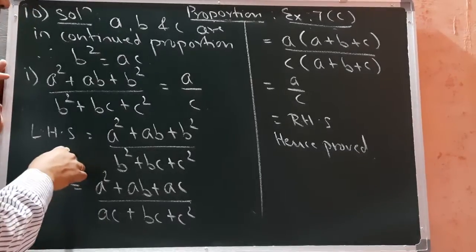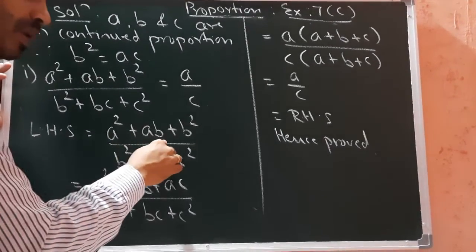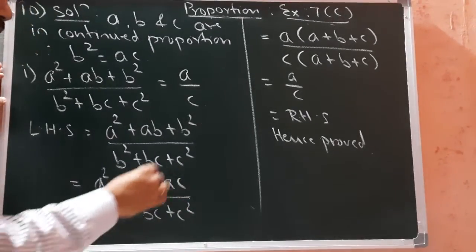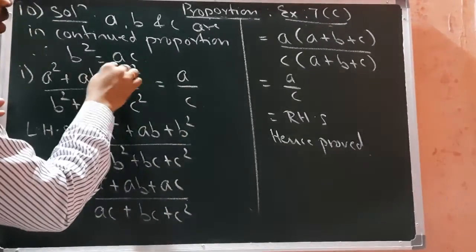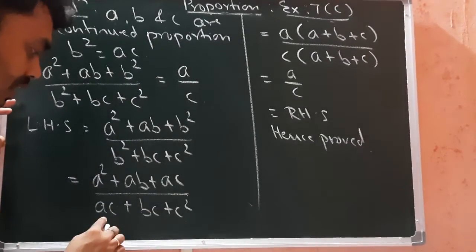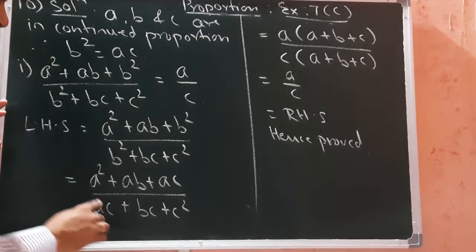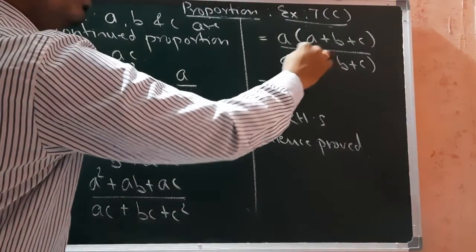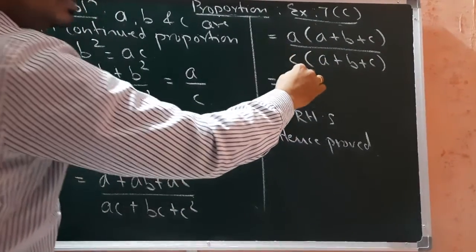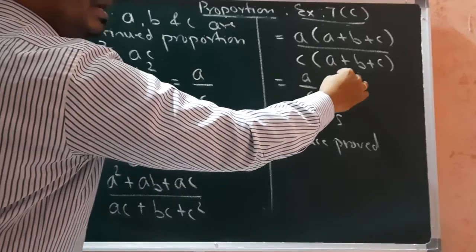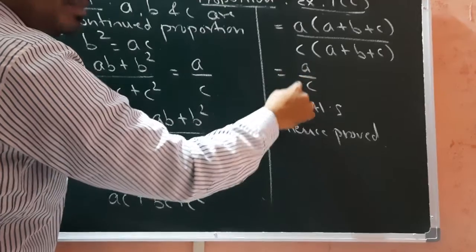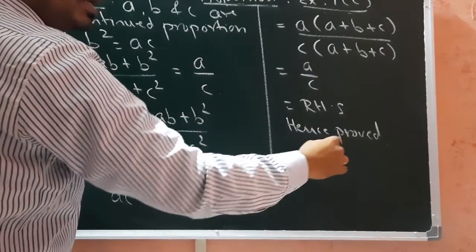So we are taking left hand side. So we have (a² + ab + b²)/(b² + bc + c²). Now in place of b², we are substituting the value of b² as ac. Here also we had substituted ac. In numerator, a is common. So we got a(a + b + c) upon c. The denominator, c is common. C took out. Then a + b + c. A + b + c gets cancelled. We get a/c, which is equal to RHS. Hence proved.